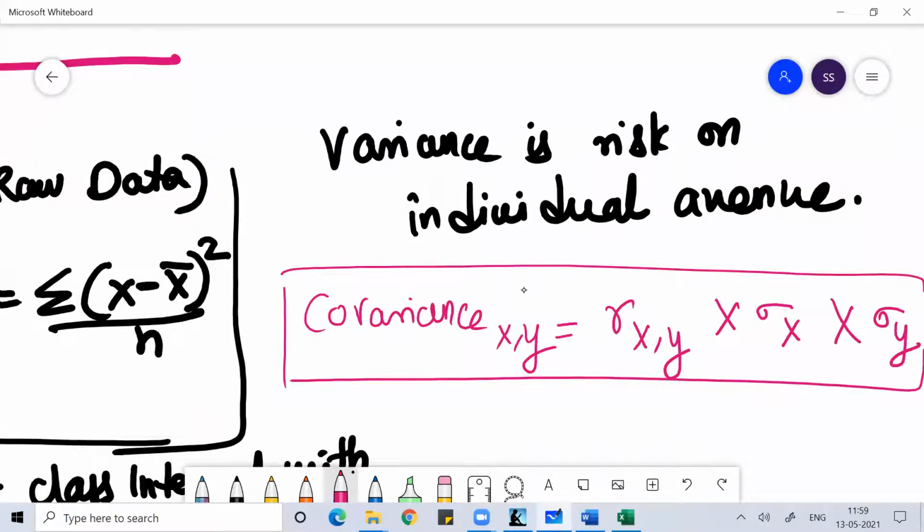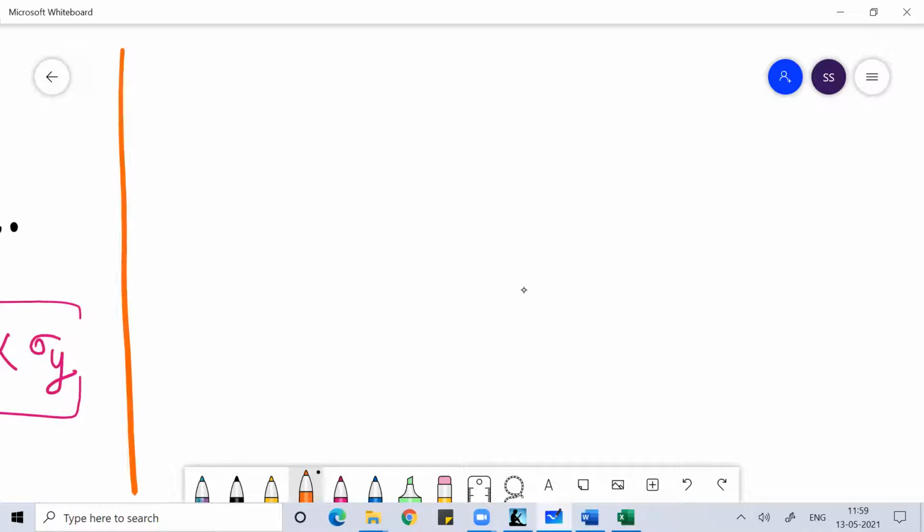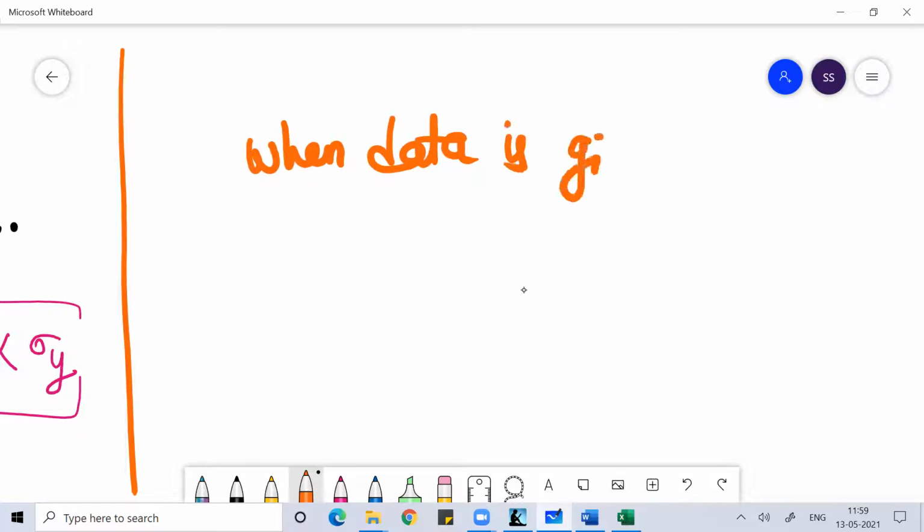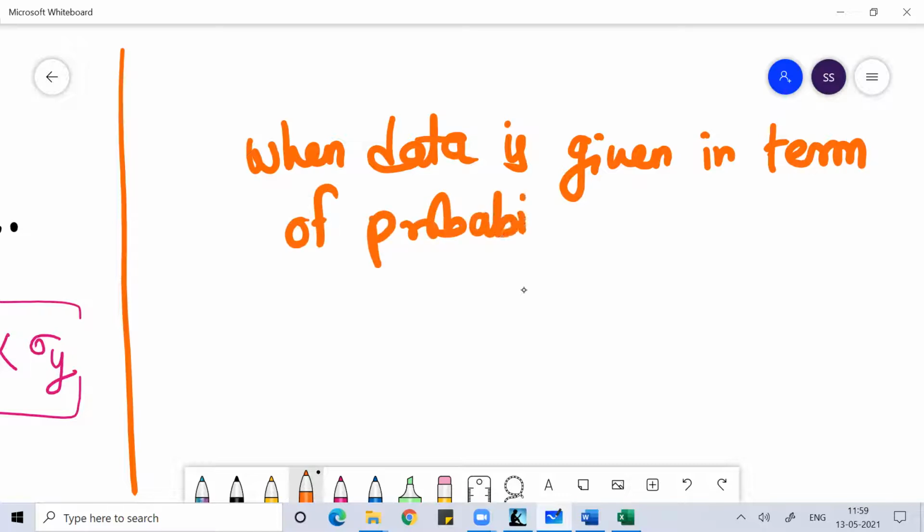Till now, whatever I was talking about, was the concept which we already studied in our previous semester. Right now I'll talk about when data is given in terms of probability.